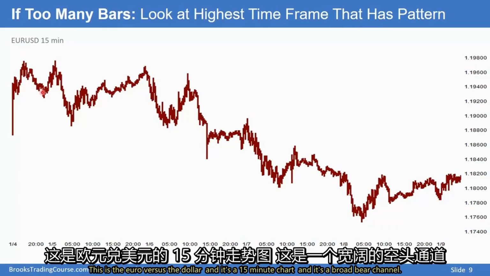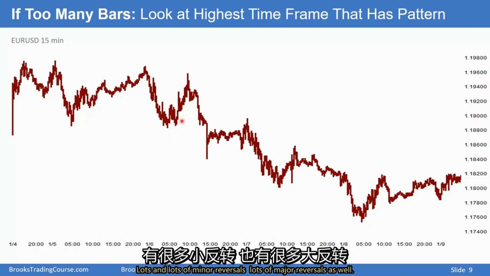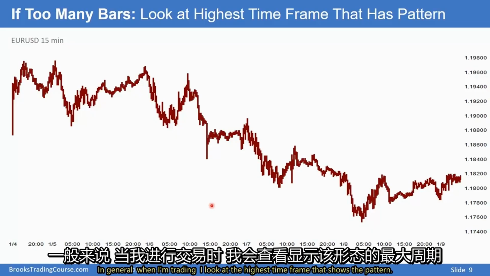This is the euro versus the dollar, and it's a 15-minute chart, and it's a broad bear channel. Lots and lots of minor reversals, lots of major reversals as well. In general, when I'm trading, I look at the highest time frame that shows the pattern.